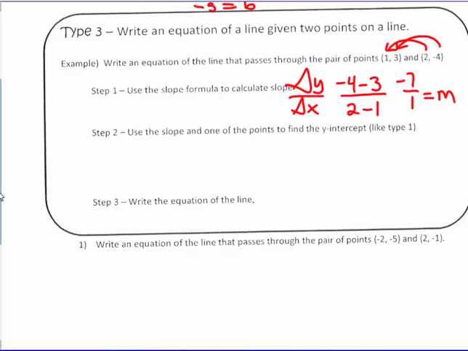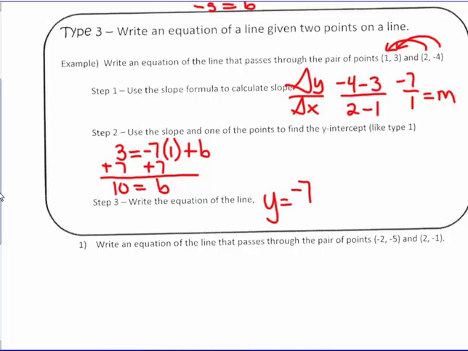Now, use the slope in one of the points. I'm going to choose the point that doesn't have any negatives in it: x is 1, y is 3. So y is 3, y equals m, -7, times my x, 1, plus b. So that's -7; adding 7 to both sides, I get b is 10. I would have gotten b is 10 had I used -4 for y and 2 for x. Still would have gotten 10. So y equals m, -7x, plus my b, which is 10.